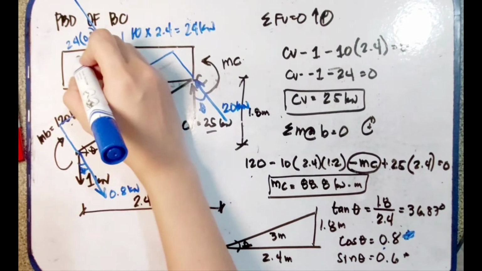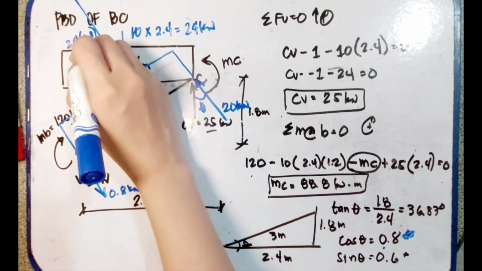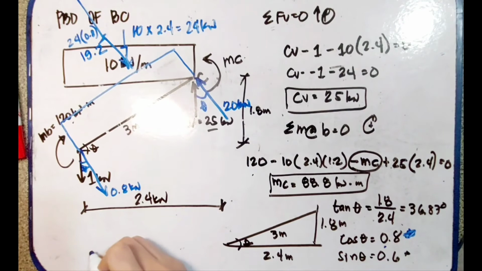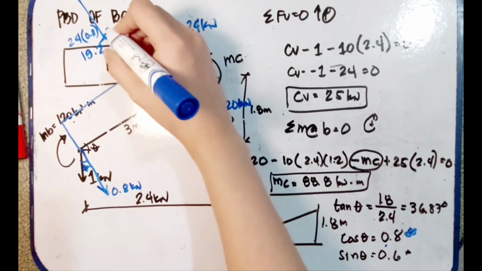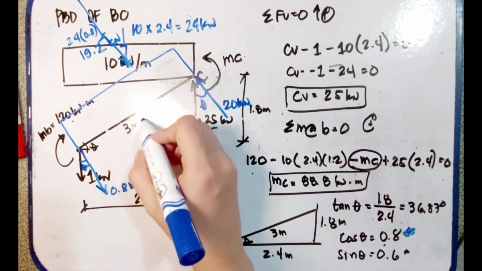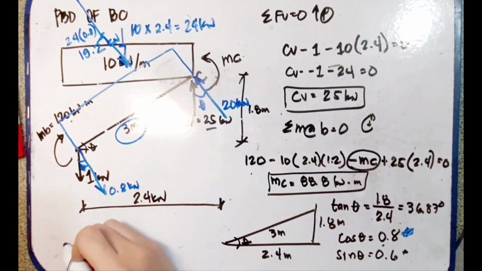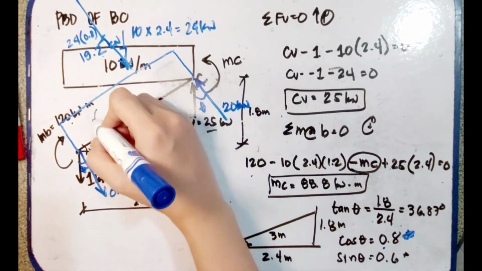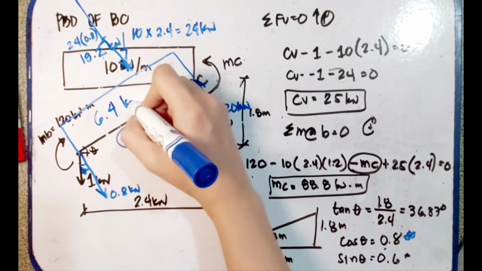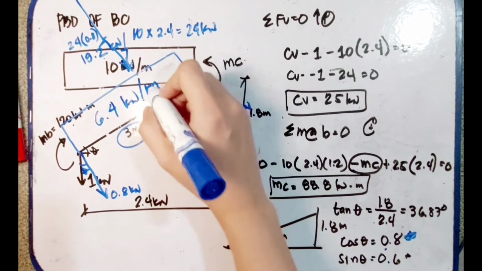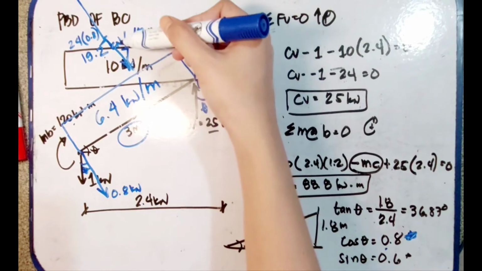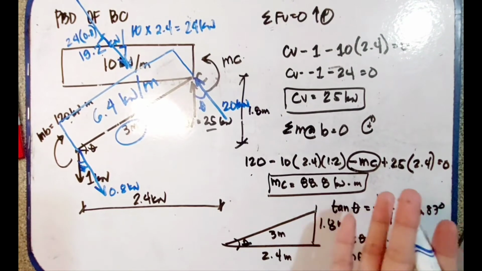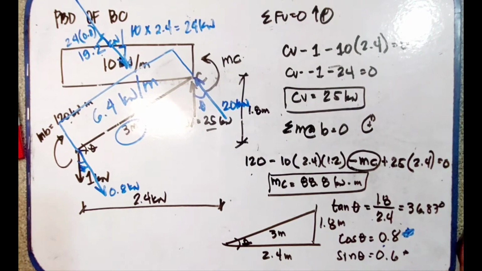So, probably your answer here is 24 times 0.8, which is 19.2. Paano natin siya ililipat dito? Since meron tayong distance which is 3, 19.2 divided by 3 is 6.4 kilonewton per meter. Kilonewton, i-divide mo ng meter, so that is kilonewton per meter. So, ganun din yung gagawin natin sa kabilang side.